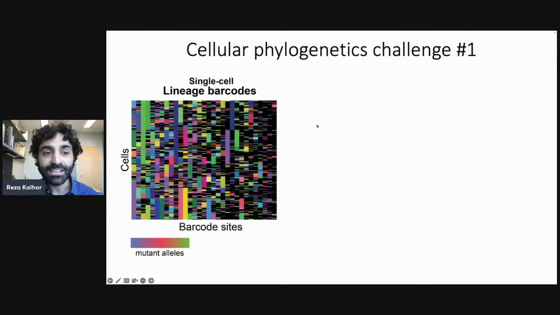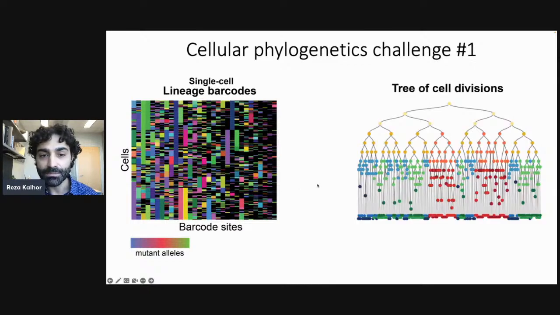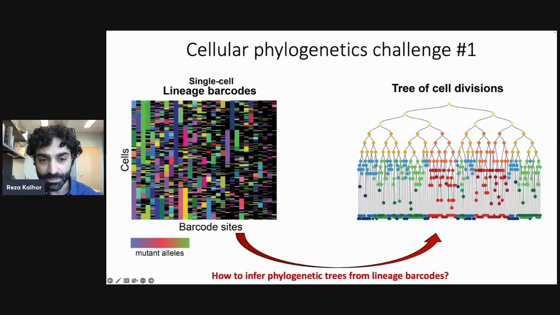Now, on the left, you see an example of a lineage barcoding outcome. Let's say a number of cells have been sequenced. Each row corresponds to a cell, and each column corresponds to one of those mutation sites. And the colors are the different mutant alleles. From that, you may naturally surmise that we need to infer a phylogenetic tree from this. And this becomes one of the important problem sets in this field: how to infer phylogenetic trees from barcodes.